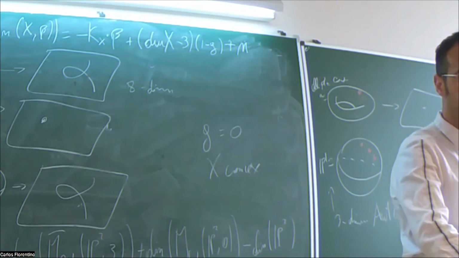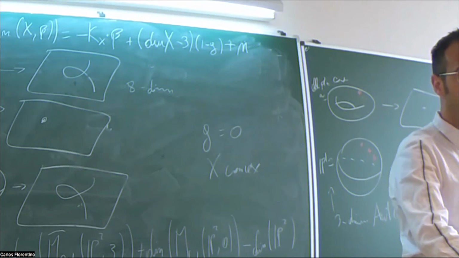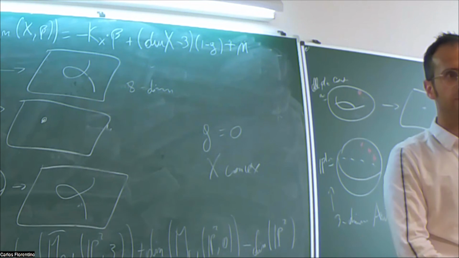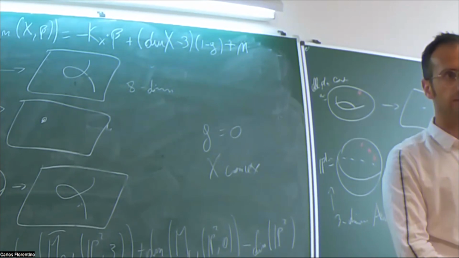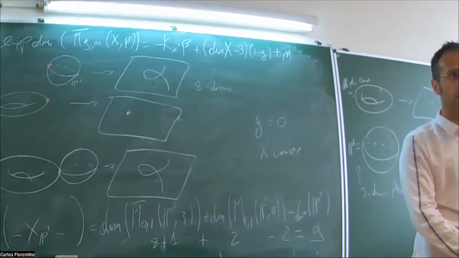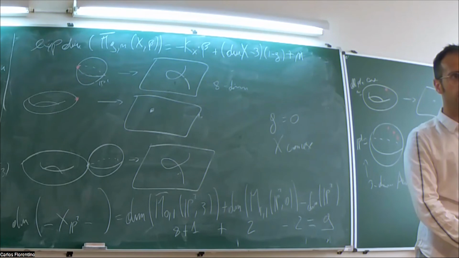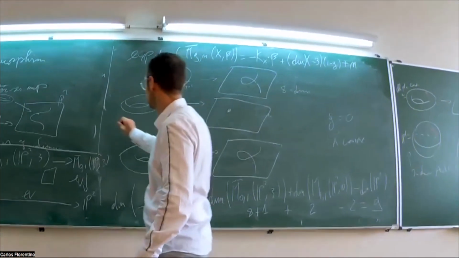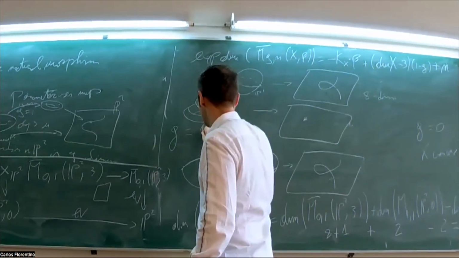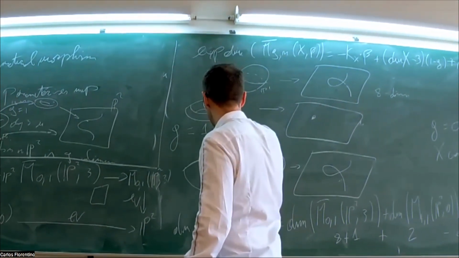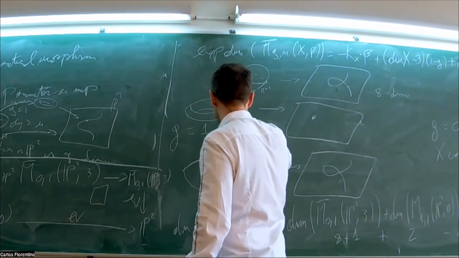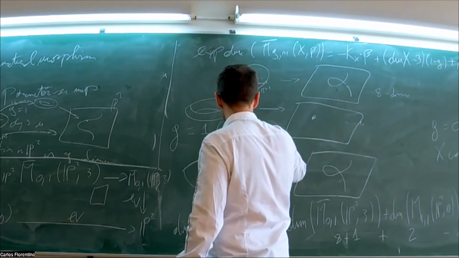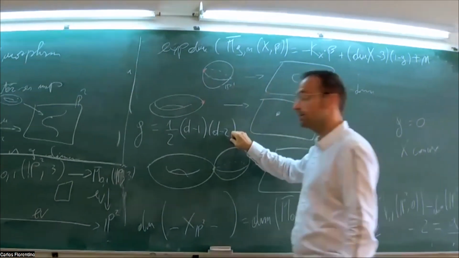Okay, so questions. You said something about genus 1. Every smooth cubic in P2 has genus 1, yes. Can you remind me how you compute the genus? The genus is 1 over 2 times (d minus 1)(d minus 2), where d is the degree of the curve.